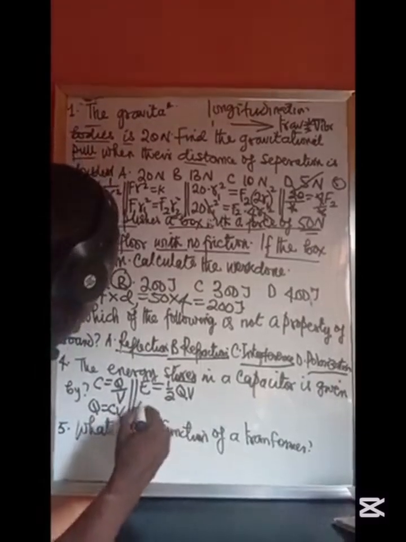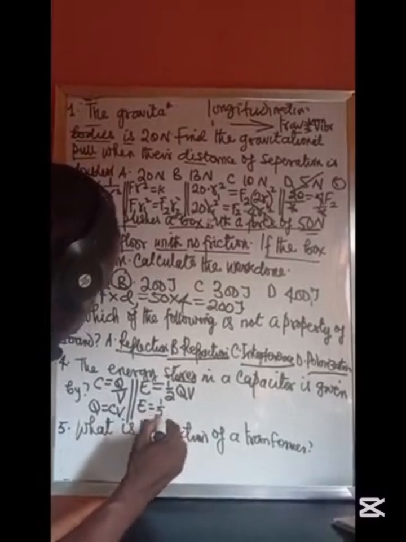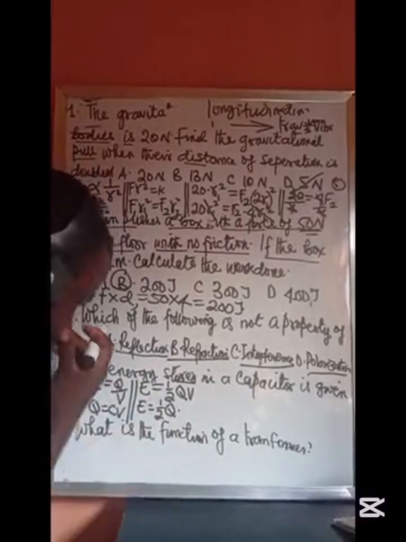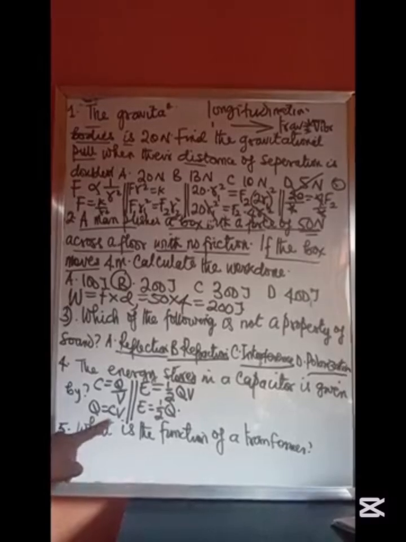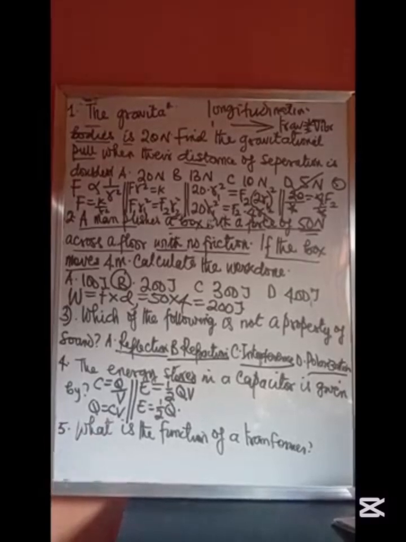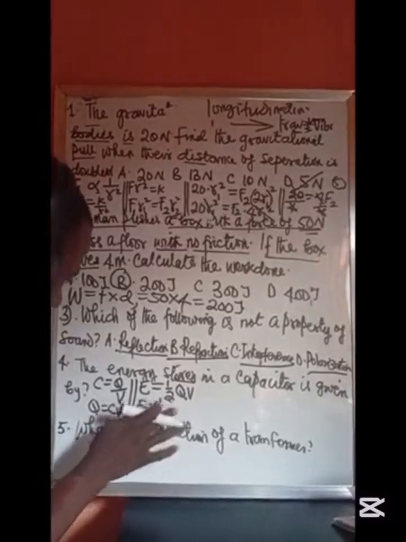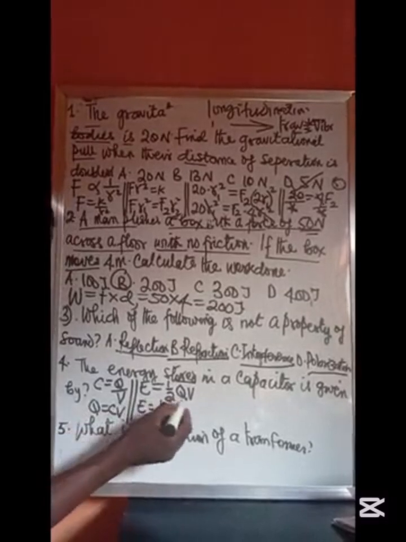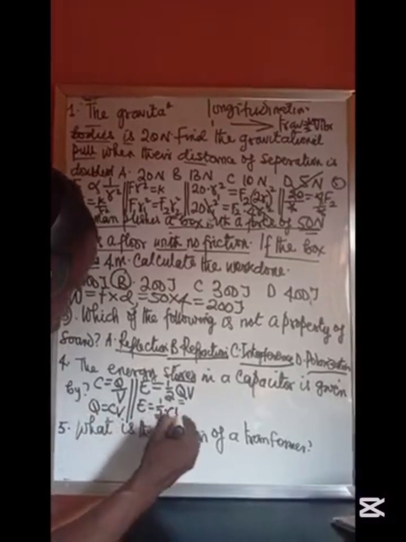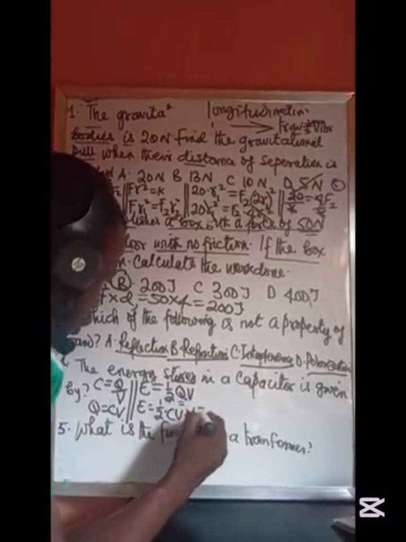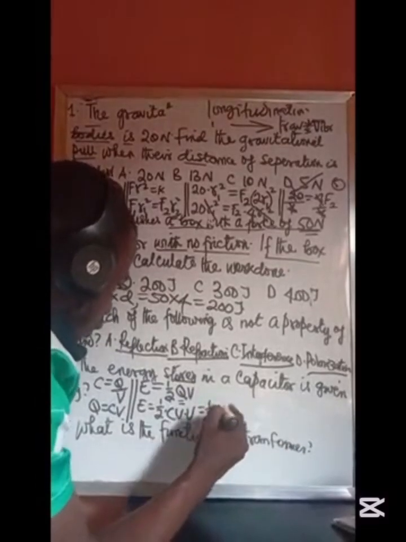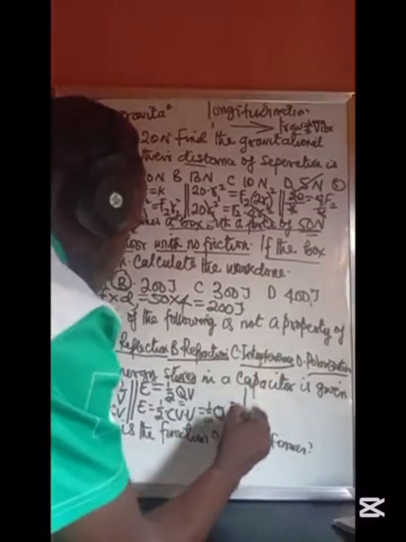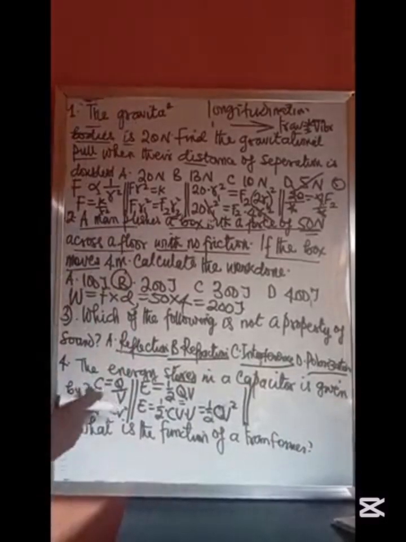So we can say that energy is equal to 1 over 2 Q times, instead of putting this, sorry, Q is, take away this Q and put CV times V, that's another V here, that will give us 1 over 2 CV squared.